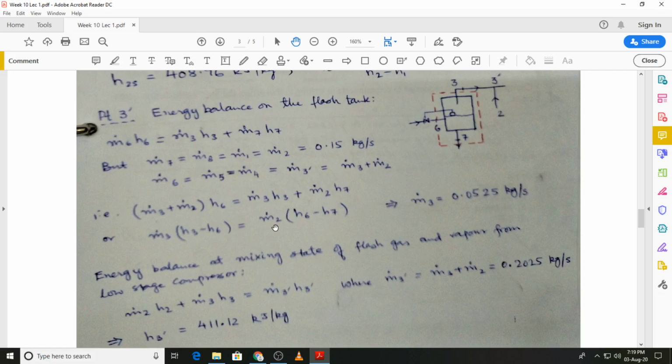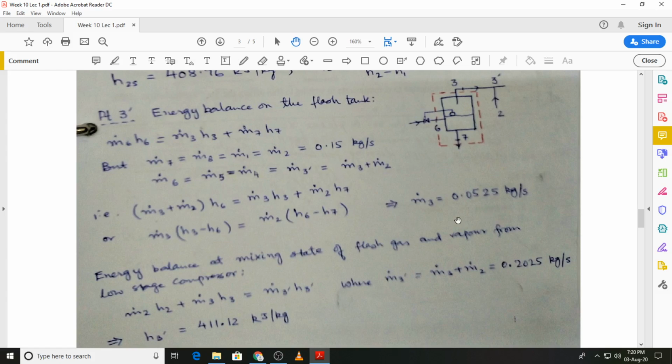Mass flow rate m dot 2 we already know, the enthalpies h3, h6, h7 etc. we can then find out, because we know h3, we know h6, and then m dot 3 comes out to be 0.0525 kilograms per second. Remember, h3 is equal to hg at the intermediate pressure of, I think, 0.45 megapascal.